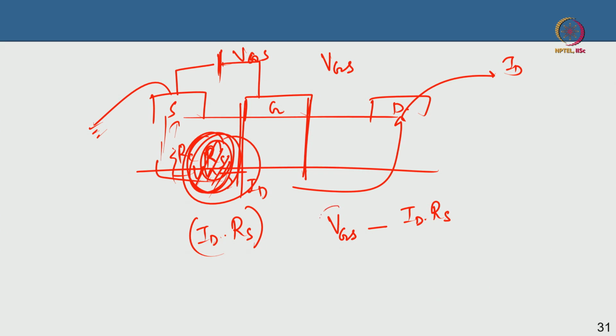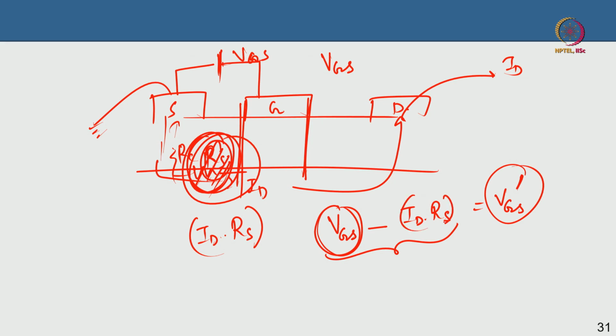This is your applied voltage, and this is the voltage that is actually seen by the gate. So I can call it VGS prime. The voltage that you are applying is VGS, so VGS minus this drop gives you VGS prime.